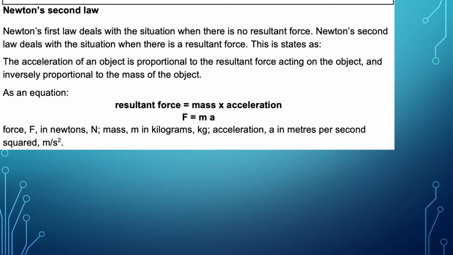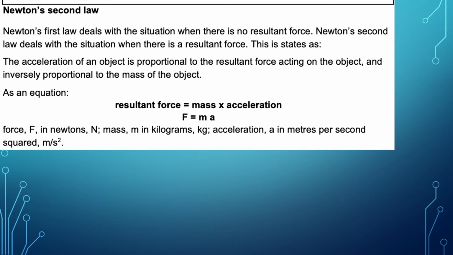This brings us to Newton's second law. Now I told you guys that there is an equation related to this, but it's one of the easiest equations to memorize in physics, so don't you worry. Newton's first law deals with situations where there's no resultant force, so we're looking at objects that are stationary or moving at constant velocity. Newton's second law, on the other hand, deals with the situation when there is a resultant force.